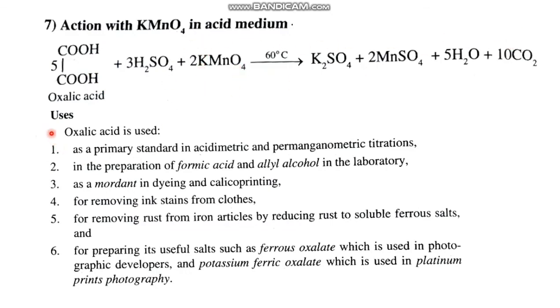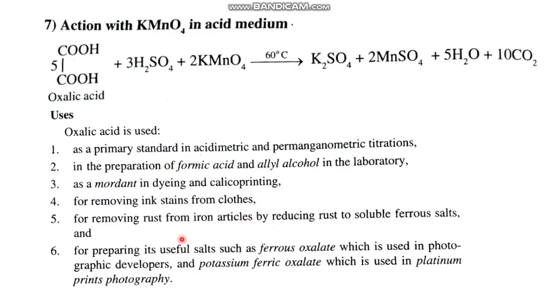Next, the main uses of oxalic acid. These are the major uses of oxalic acid. That is, oxalic acid is used as a primary standard in acidimetric and permanganometric titrations. This oxalic acid is used in the preparation of formic acid and allyl alcohol in the laboratory. It is used as a mordant in dyeing and calico printing. Similarly, it is used for removing ink stains from clothes.